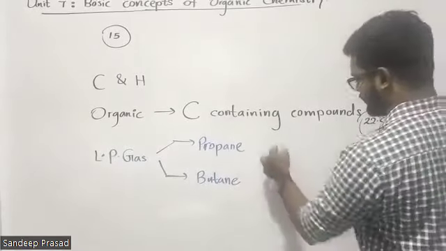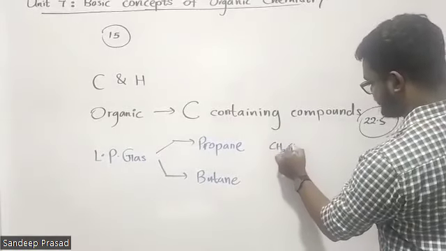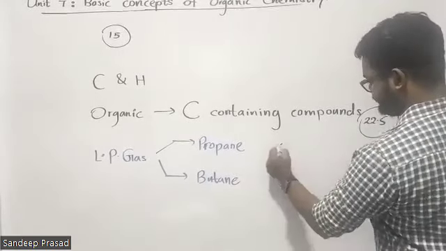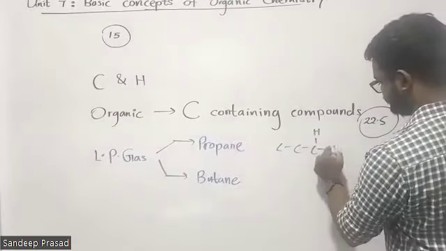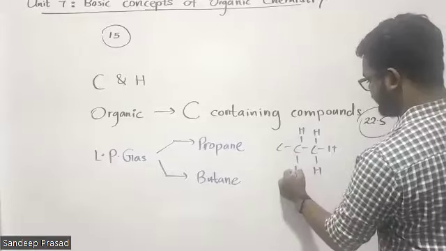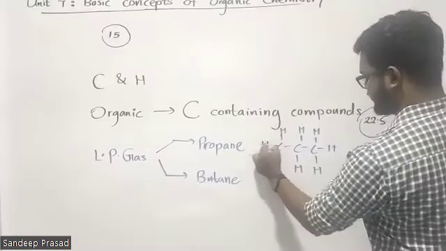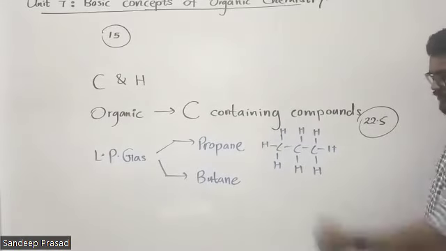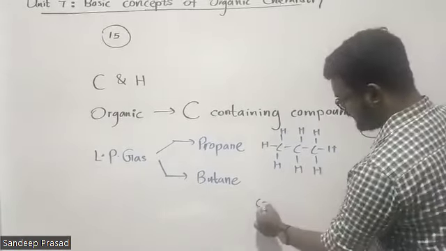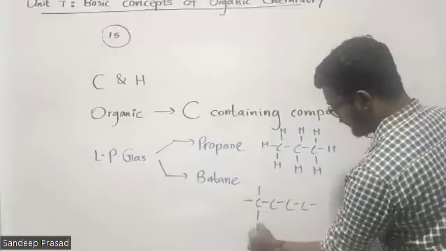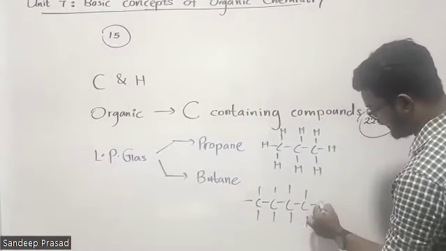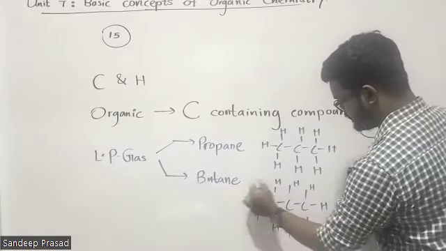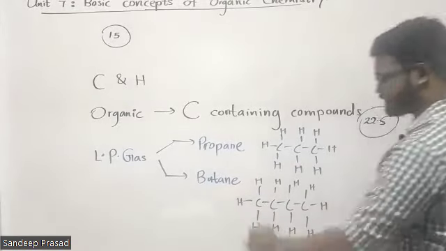If I draw the structure for propane, propane looks like CH3, CH2, CH3. Let me draw that. Look at this one. There are 3 carbon atoms. All the carbon atoms are connected to hydrogen atoms. There are 8 hydrogen atoms. So this is propane. When you consider butane, there are 4 carbon atoms. I'll teach you how to name these compounds. So this is butane. See, so these are organic compounds.